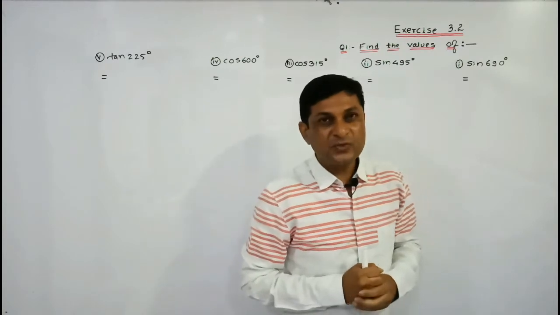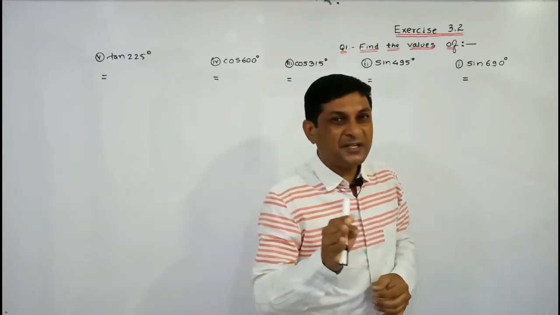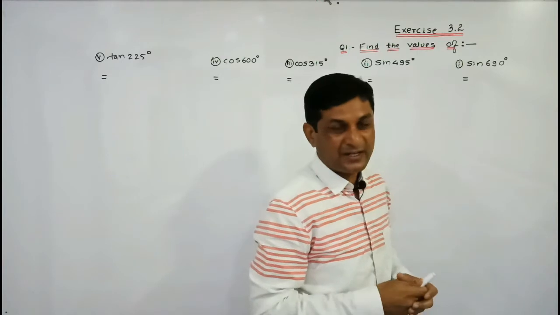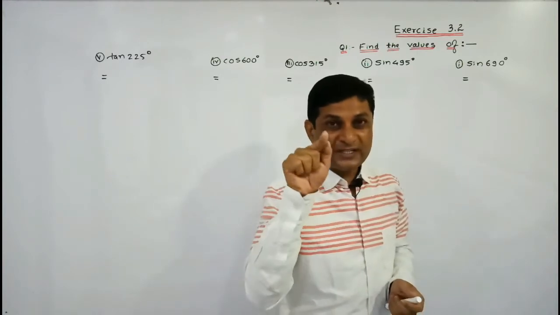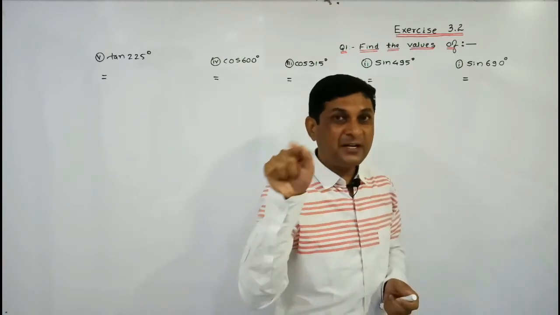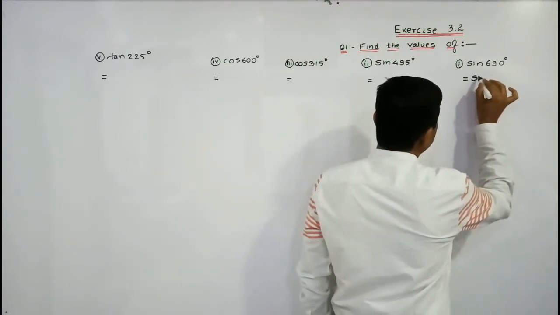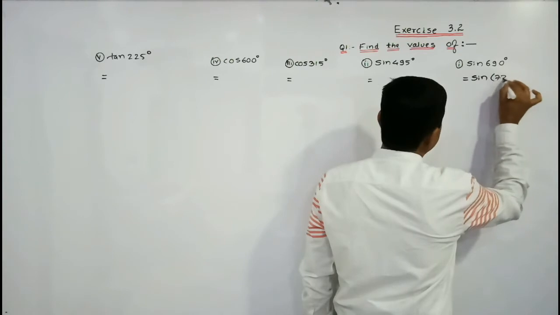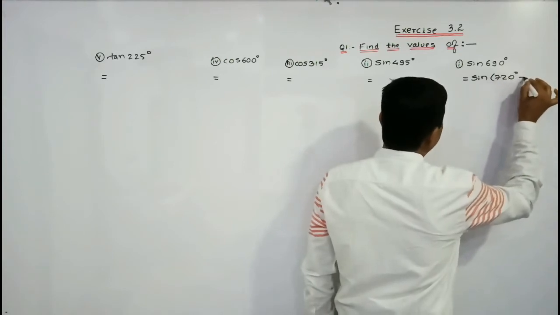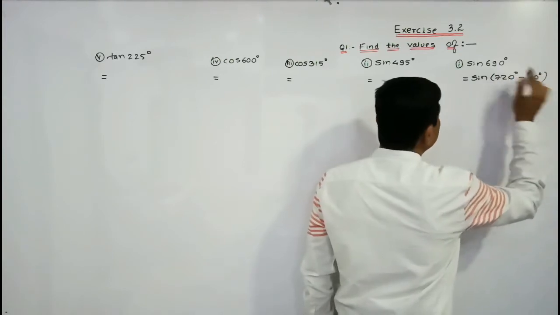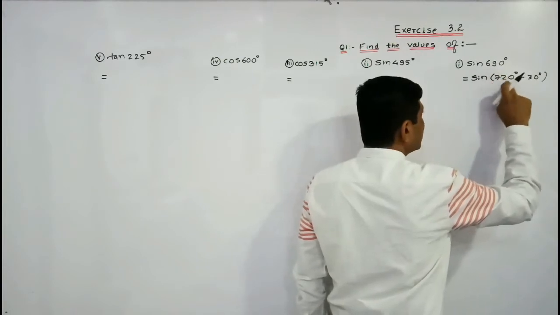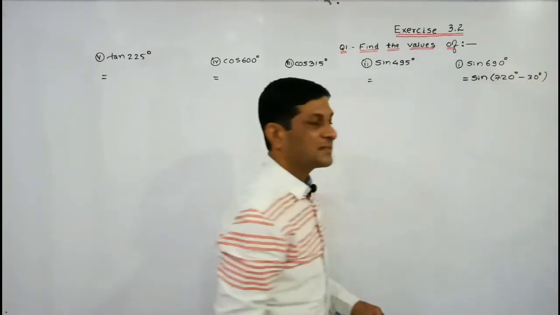Now see in the first example we have to find out the value of sine 690 degrees. We can observe that it is very close to 720. 360 means 2 pi and 720 means 4 pi. So here it can be written as sine of 720 degrees minus 30 degrees. So 690 can be written as 720 degrees minus 30 degrees.